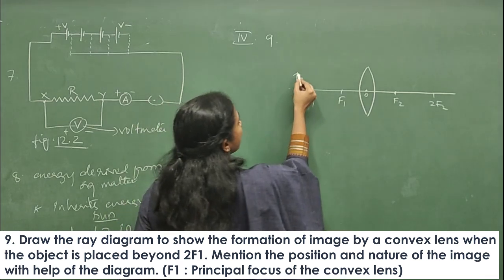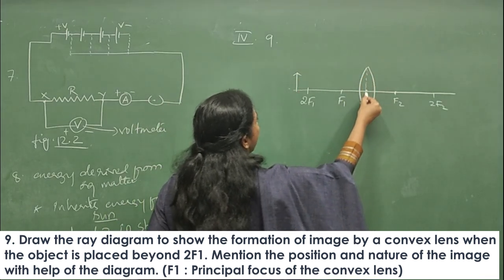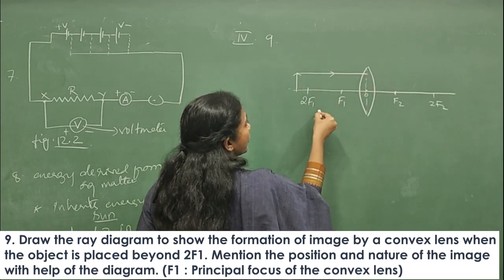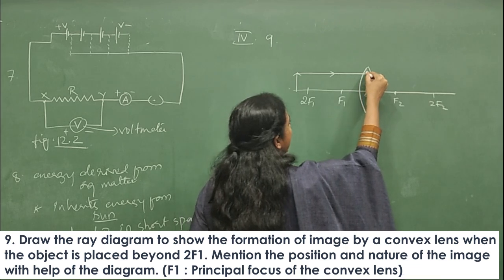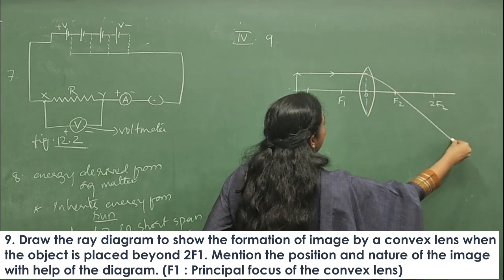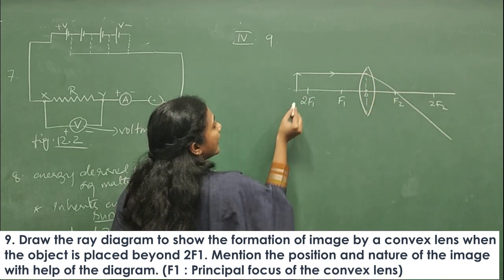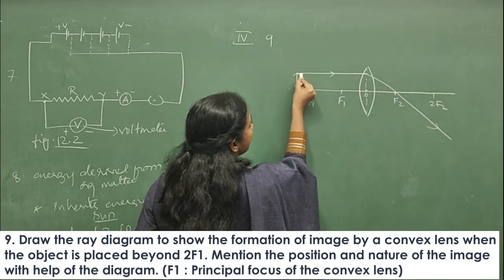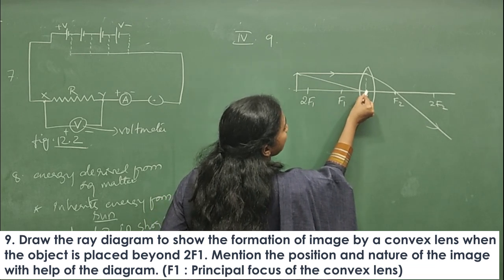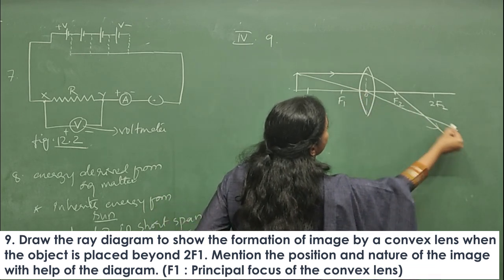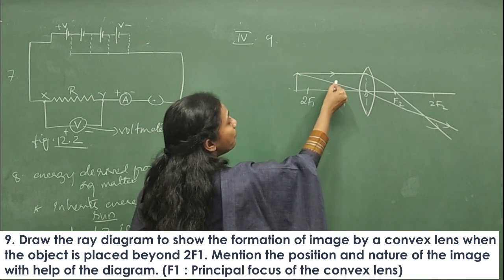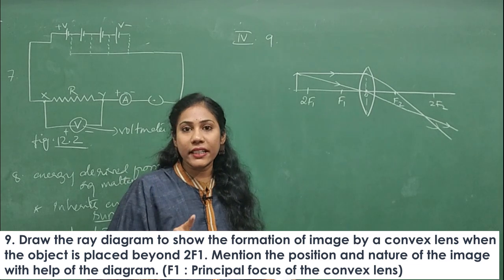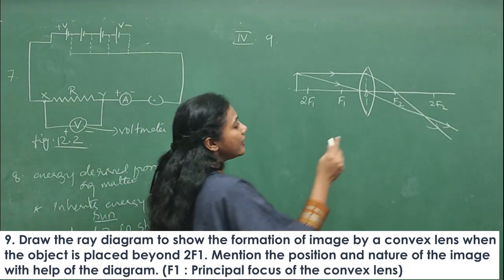So where is the image falling? Let us find it out. I am drawing an incident ray parallel to the principal axis. So definitely this ray passes through the focus f2. I will also take the incident ray passing through the optic center, no refraction, isn't it? It passes straight. Don't forget to put the arrow marks, guys. If you don't put the arrow marks, marks will get cut. So be careful with the ray diagram.